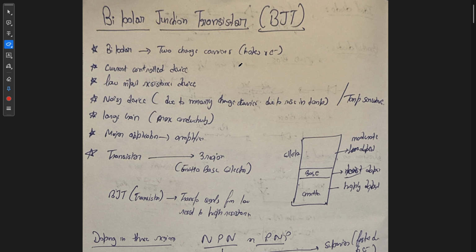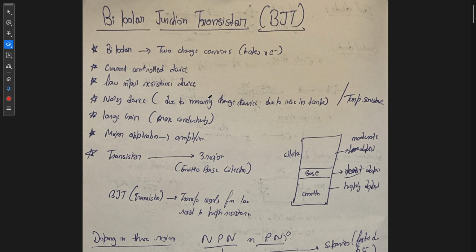BJT is called bipolar because it has two charge carriers, holes and electrons. It is also called current controlled device because the output current is controlled with the input current or by changing the input current. It is a low input resistance device. It is also a noisy device due to minority charge carriers. The minority charge carriers rise the temperature, so it is also a temperature sensitive device. It has large gain due to more conductivity. The major application of BJT is amplifier.